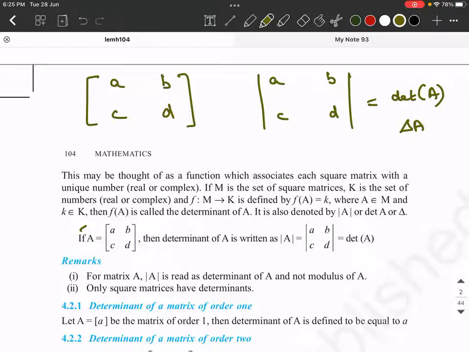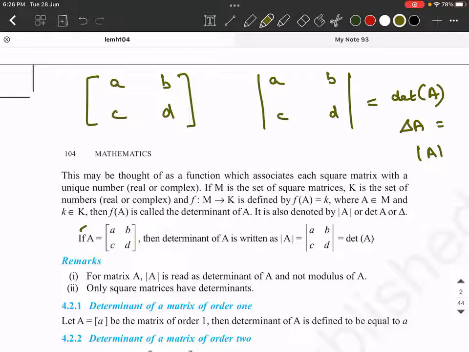Okay, you can also write it as, you will not read it as modulus of A, you will rather read it as determinant of A. That's where you need to be careful. If A is a number and you put two lines, you call it modulus of that number. Whereas if A is a square matrix and you put that modulus, you read it as determinant of the matrix.